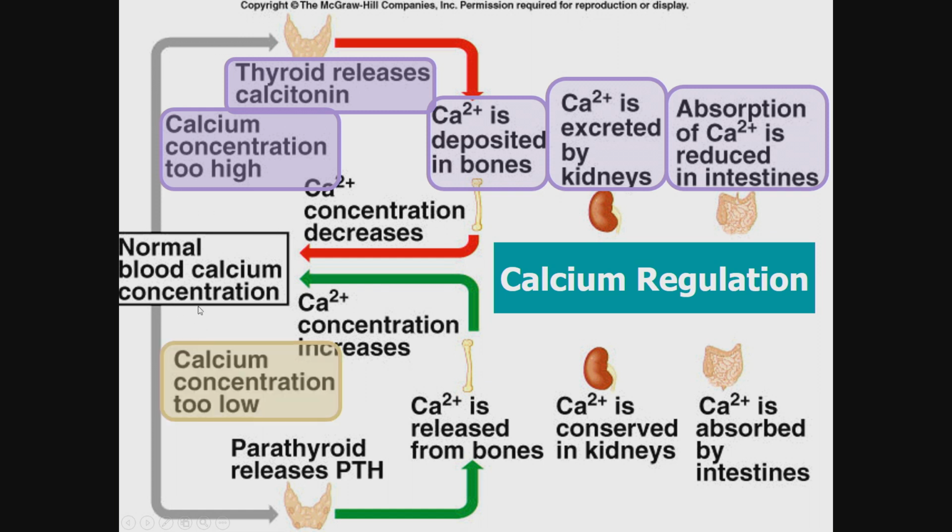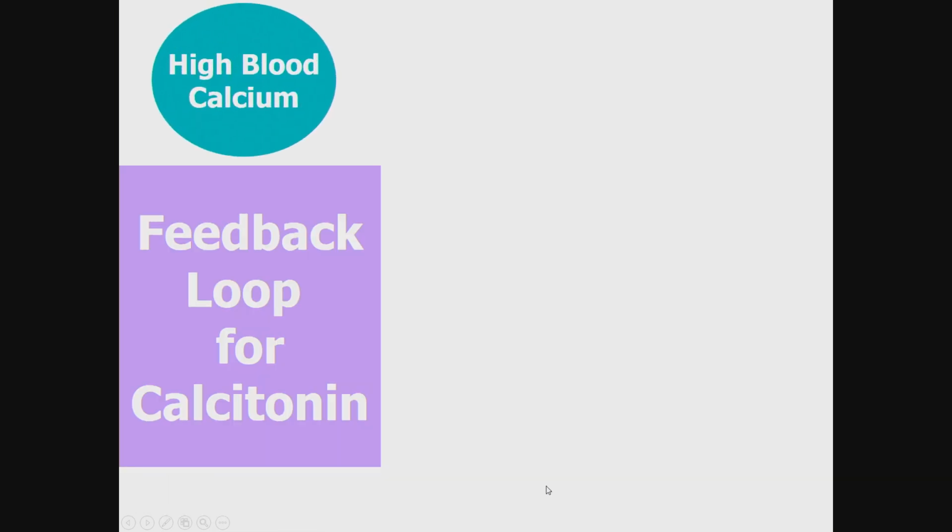If calcium concentration is too low, so the person has not had calcium in their diet for a while, then the parathyroid releases PTH, parathyroid hormone. This causes calcium to be released from bones, so it breaks down the bones to release the calcium. It's conserved in the kidneys, so brought back into the blood, and it's absorbed by the intestines until it reaches homeostasis. Let's look at the feedback loop for calcitonin.